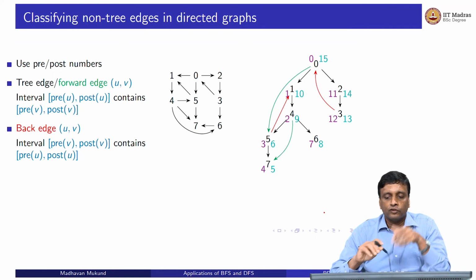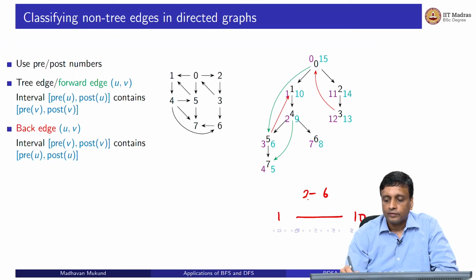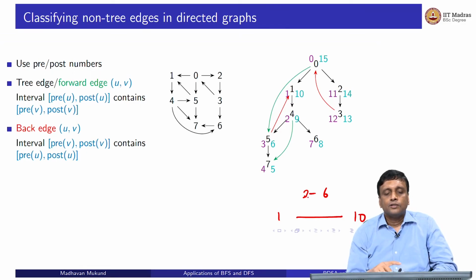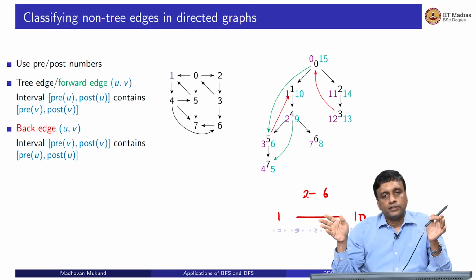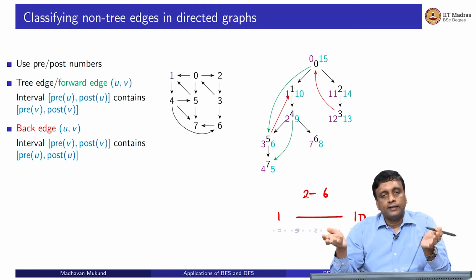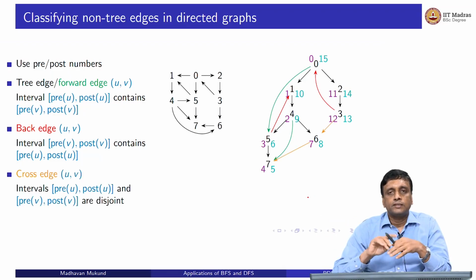So, if I want to look at, for example, the edge from 5 to 1, I will say that 3 to 6 is sitting inside 1 to 10, right. So, if the starting interval is sitting inside the ending interval, then it is a back edge. If the starting interval is subsuming the other intervals, then it is a forward edge. And finally, if the two intervals are overlapping or if they are disjoint, right.